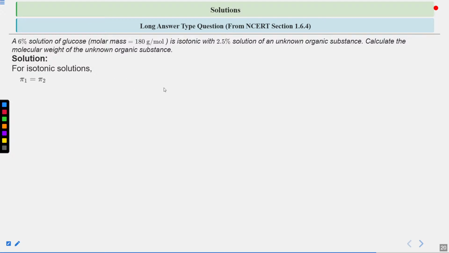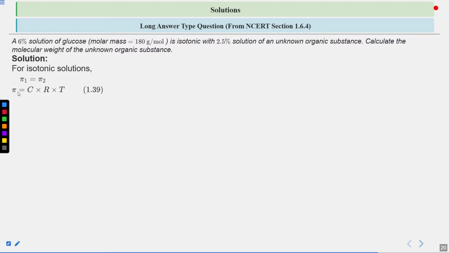That means the osmotic pressure will be the same. So osmotic pressure is iCRT, right? C is the concentration. So for the isotonic solutions, pi1 will be equal to pi2. Pi represents the osmotic pressure. The osmotic pressure formula is iCRT, where i is the van't Hoff factor, C is the concentration, R is the gas constant, T is the temperature. Everything is constant, C is a variable. So if the osmotic pressure is equal for the isotonic solutions, their concentration will also be equal. You can say that, right?